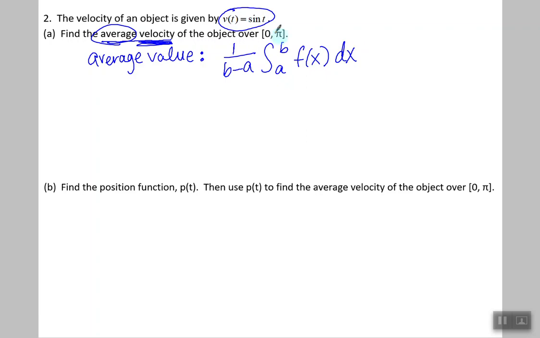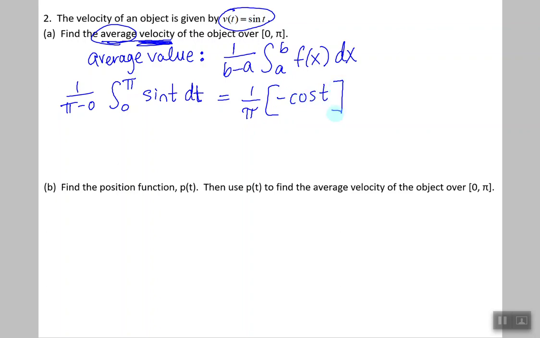Applying it to our problem, 0 to pi is our interval. So we do 1 over pi minus 0, integral from 0 to pi of our function sine of t dt. And then I can evaluate. This would be 1 over pi. The integral of sine of t is negative cosine of t from 0 to pi. Plug in the pi first, so keep the 1 over pi on the outside, negative cosine of pi minus negative cosine of 0.